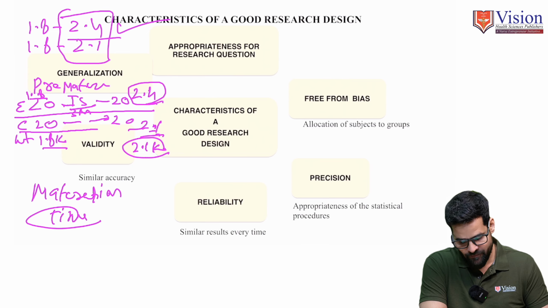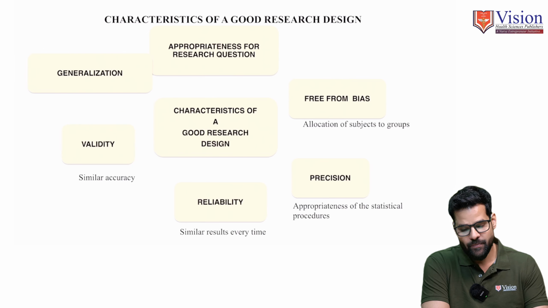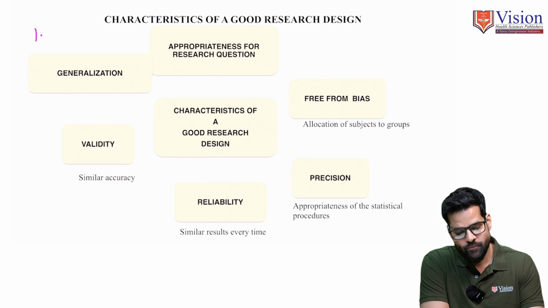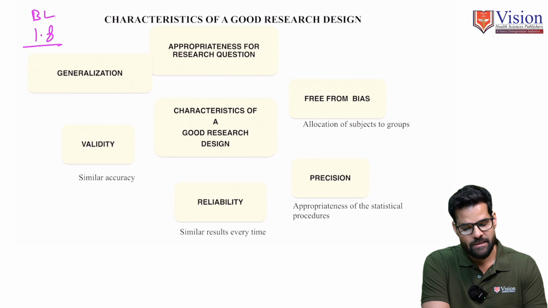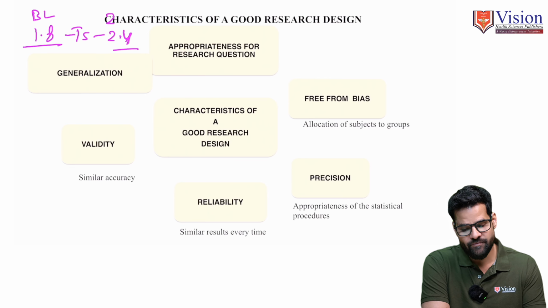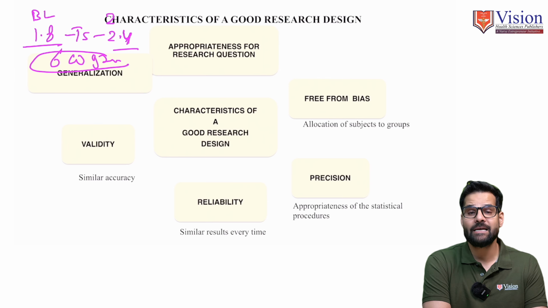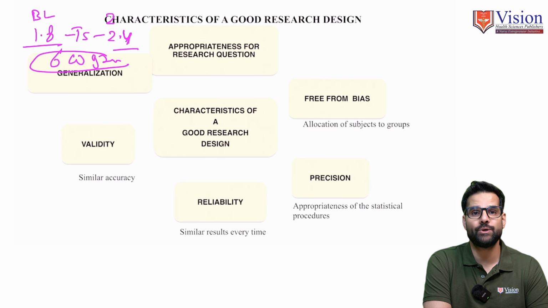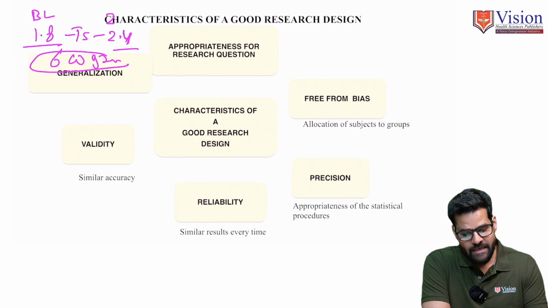If in the same example I had taken only one group of 20 infants, having a weight at baseline of 1.8 kg, and after giving tactile stimulation their weight becomes 2.4 kg, how much increment can we see here? That's around 600 grams. Is this the reality? The answer is no, because this 600 grams is basically a composition of two things: one is time, and second is the intervention, the tactile stimulation.